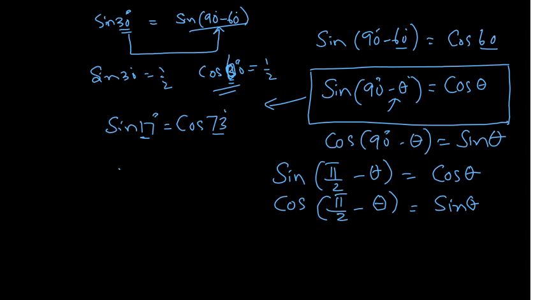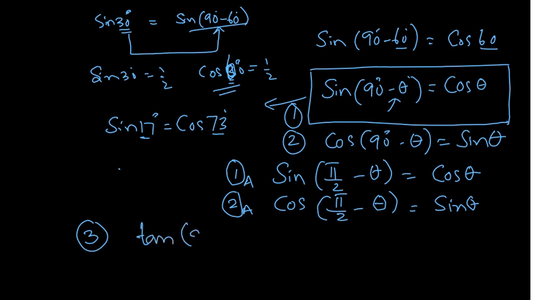Okay. Same thing goes with this. You got formula 1, formula 2, and then this is the same thing in radian form, 1a, 2a, like that. So I'll write the third formula, tan of 90 minus theta. You can guess it, equal to... make a guess.